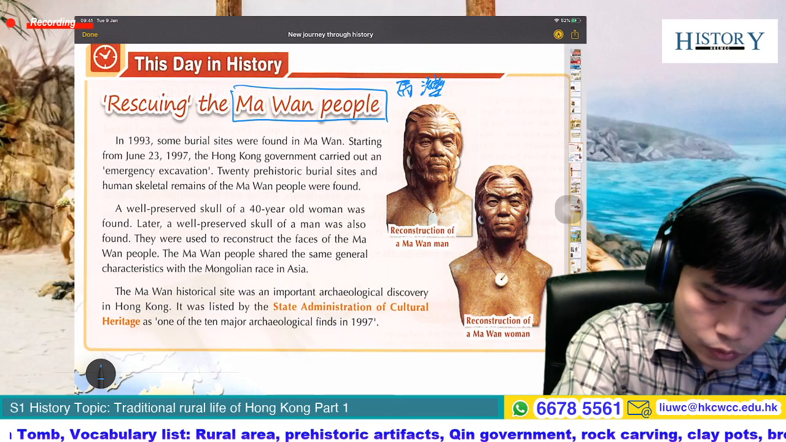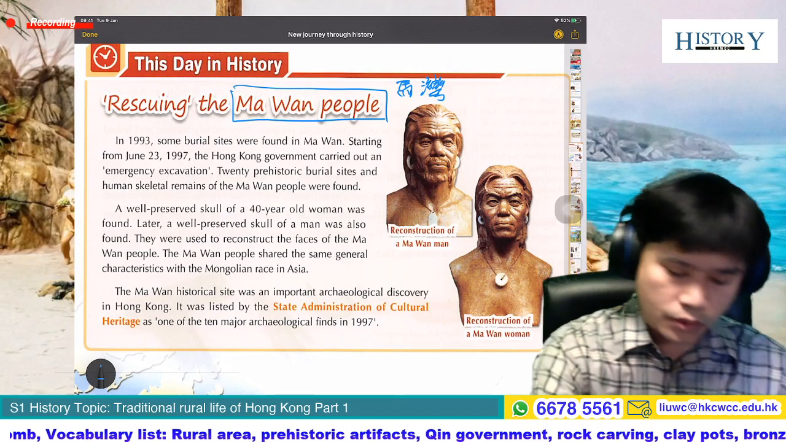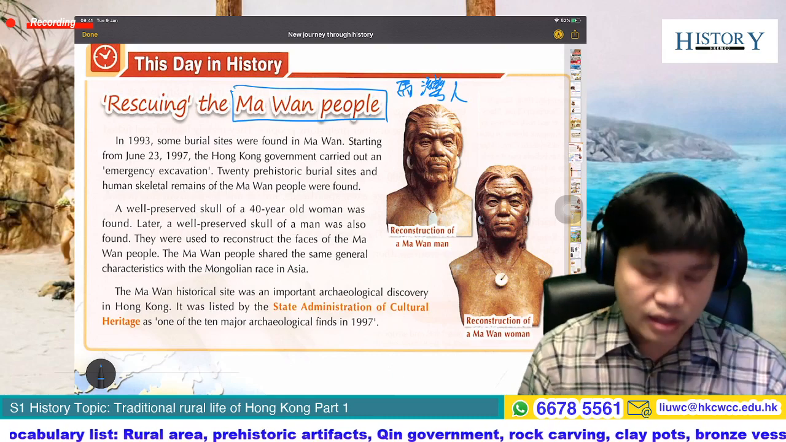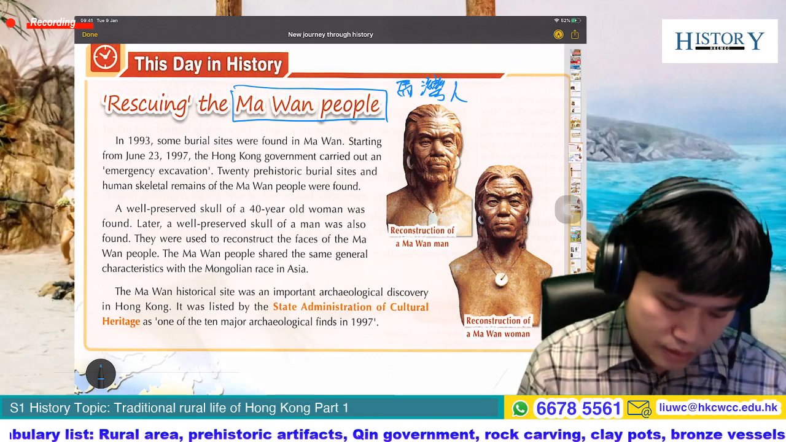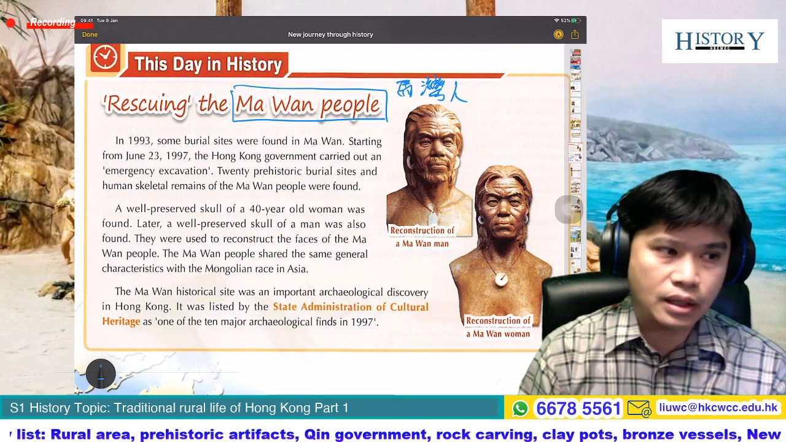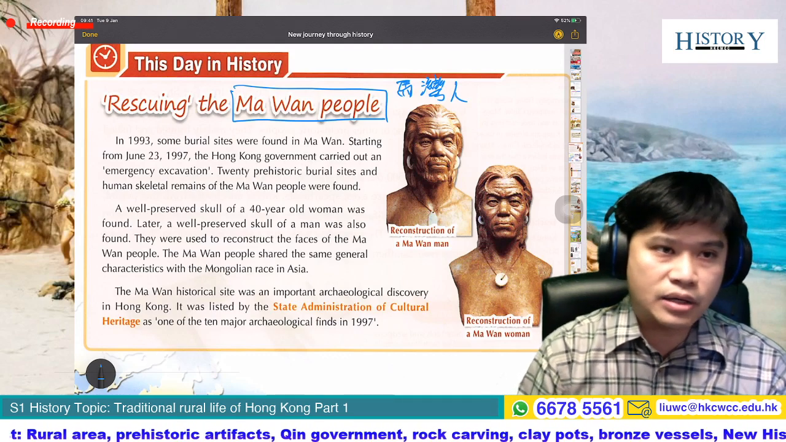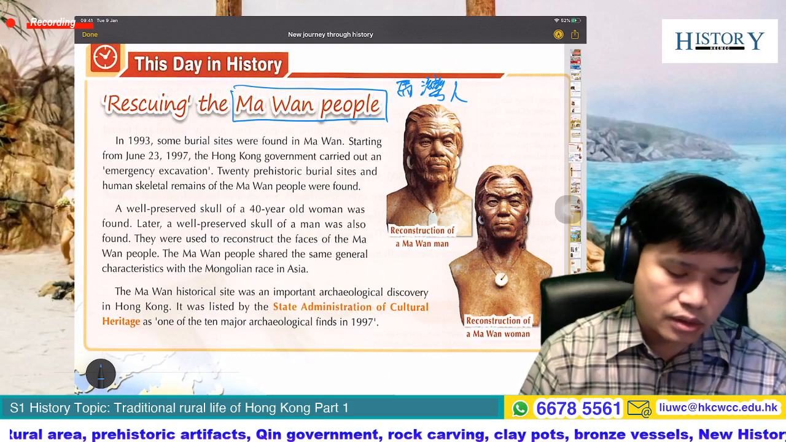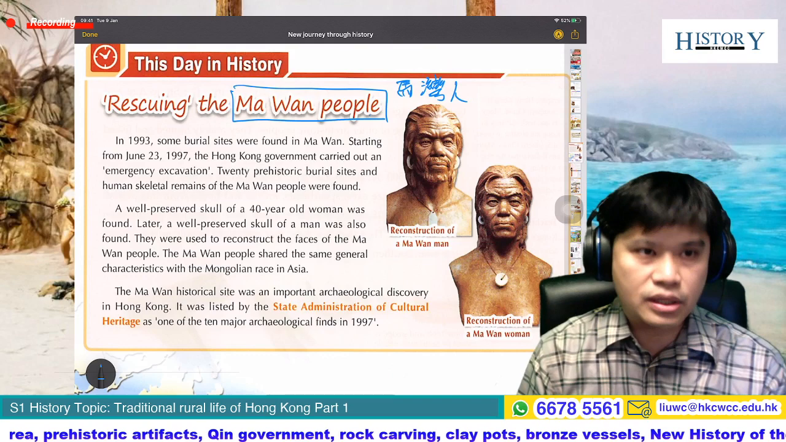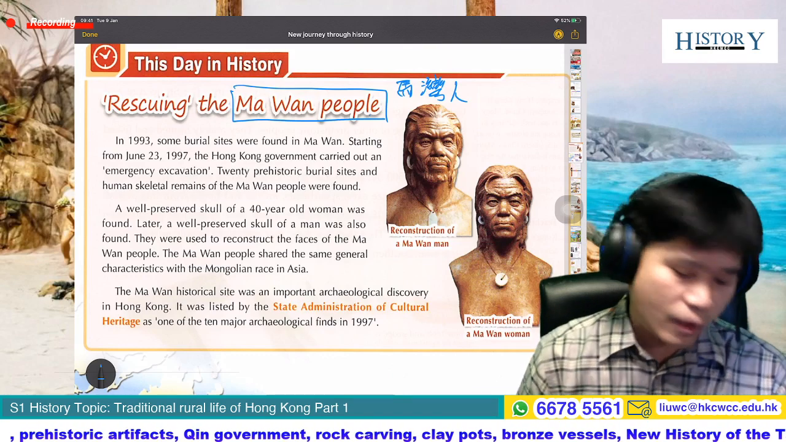Okay, so why would the Ma Wan people be famous? It is because in the area of Ma Wan, we found some important archaeological sites or archaeological findings there, and that's why we named the people there Ma Wan Yan.